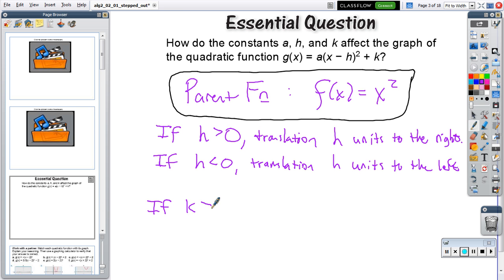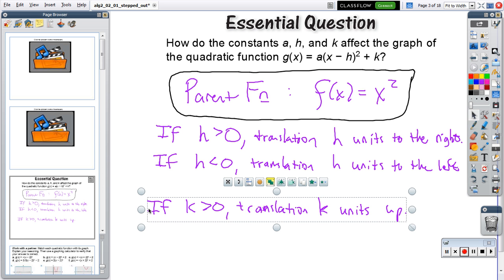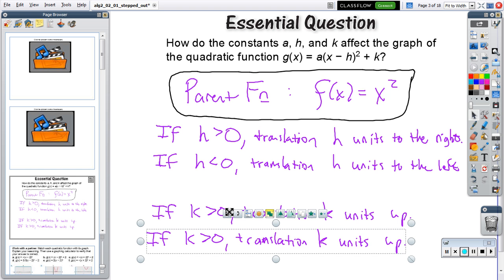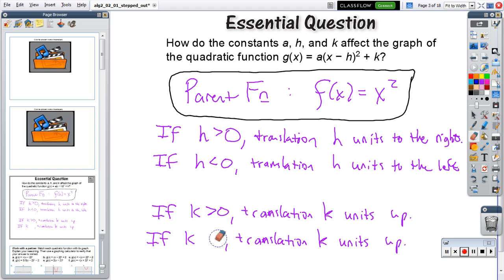If k is positive, then that's a translation k units up. And if k is negative, translation k units down.